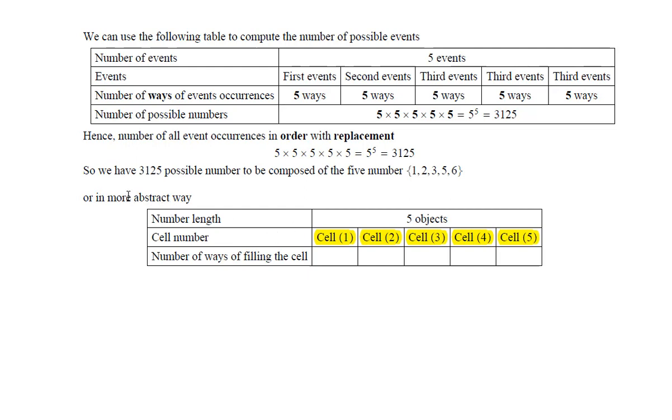Or we can write it in a more abstract way. We can represent every event with a cell. We write cells 1, 2, 3, 4, 5 for the 5 events, and the number of ways of filling every cell is 5, and now we have the number of sequences of all possible numbers.